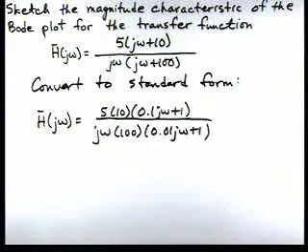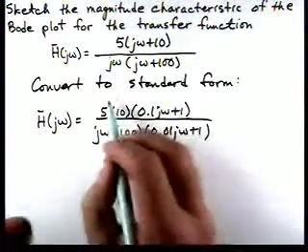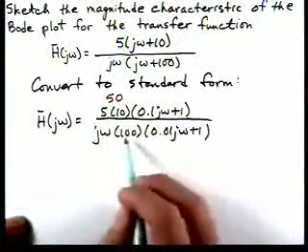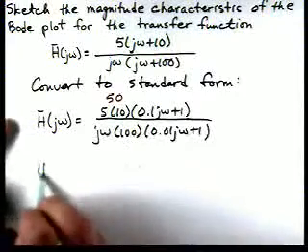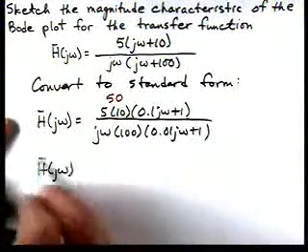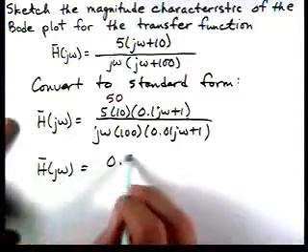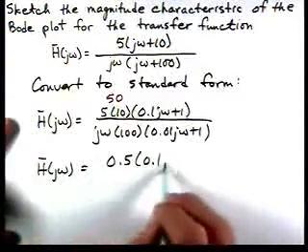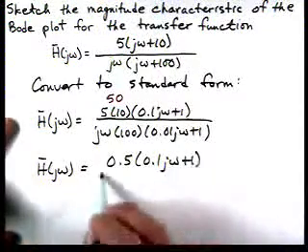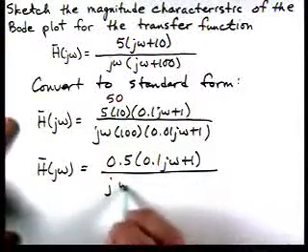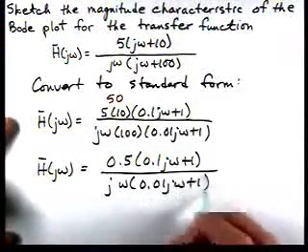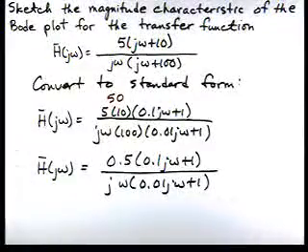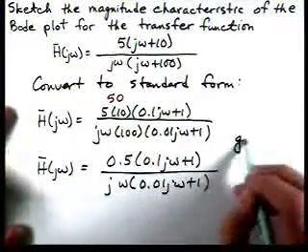And if we look, here's 50, and we have 100 in the denominator. So H(jω) then is 0.5 times (0.1 jω + 1) over jω times (0.01 jω + 1). So if we look, we have a gain term.